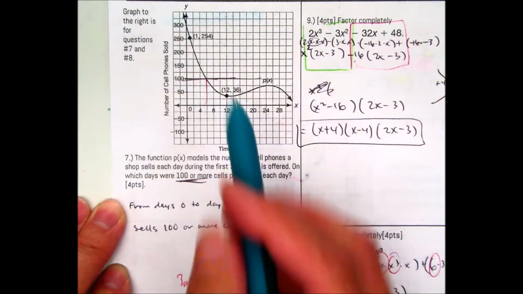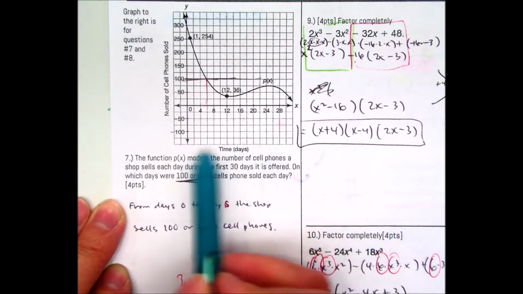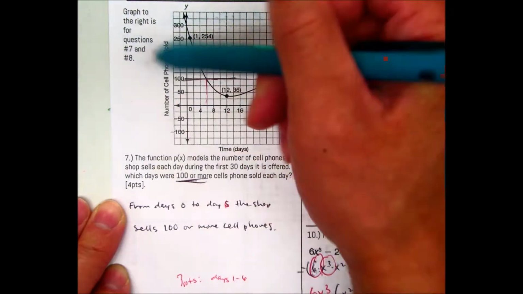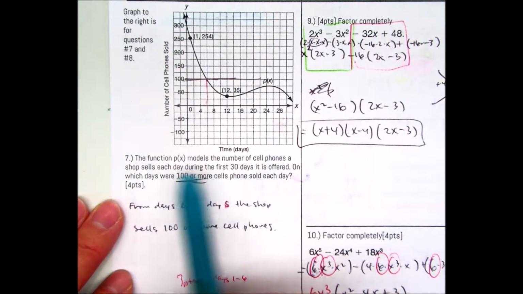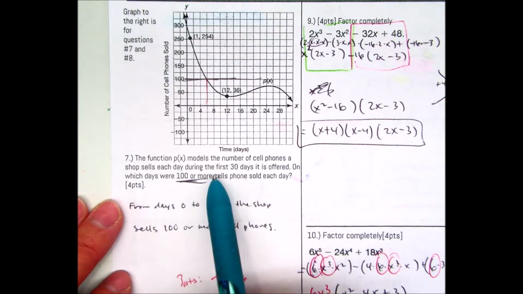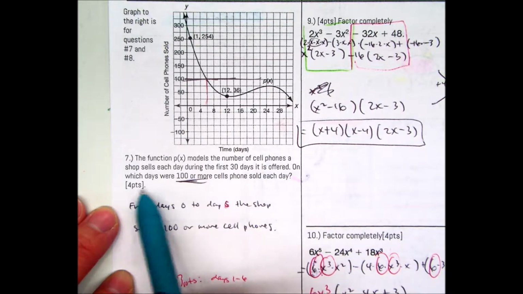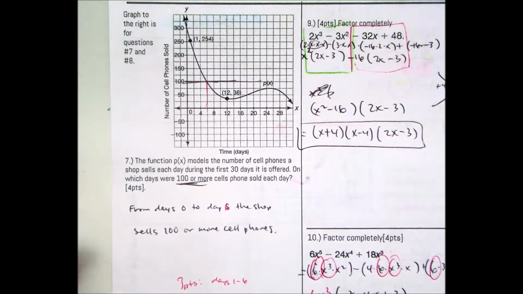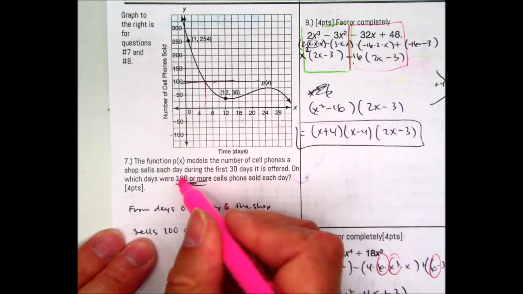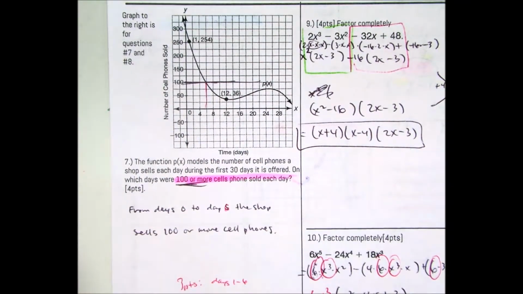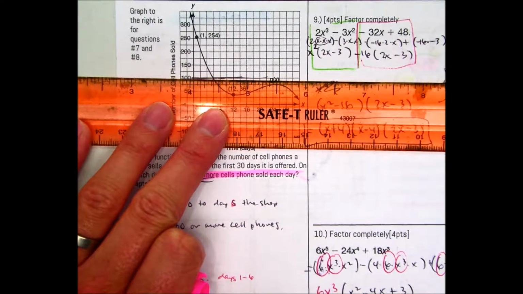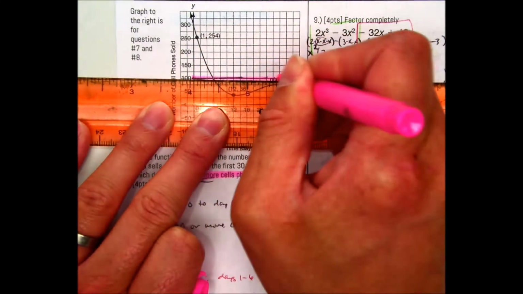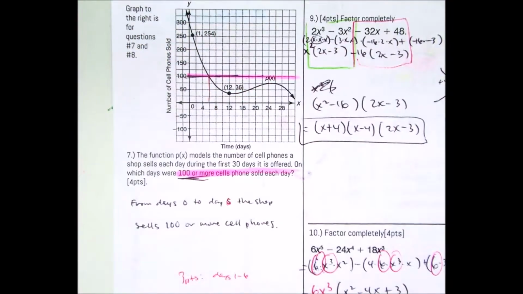So here's my graph. I have x-axis is always time, that's your independent, and dependent is the number of cell phones sold. Function p of x models the number of cell phones a shop sells each day during the first 30 days it is offered. On which days were 100 or more cell phones sold? So I go up to 100. You can draw a line there. Let's count the number of days.